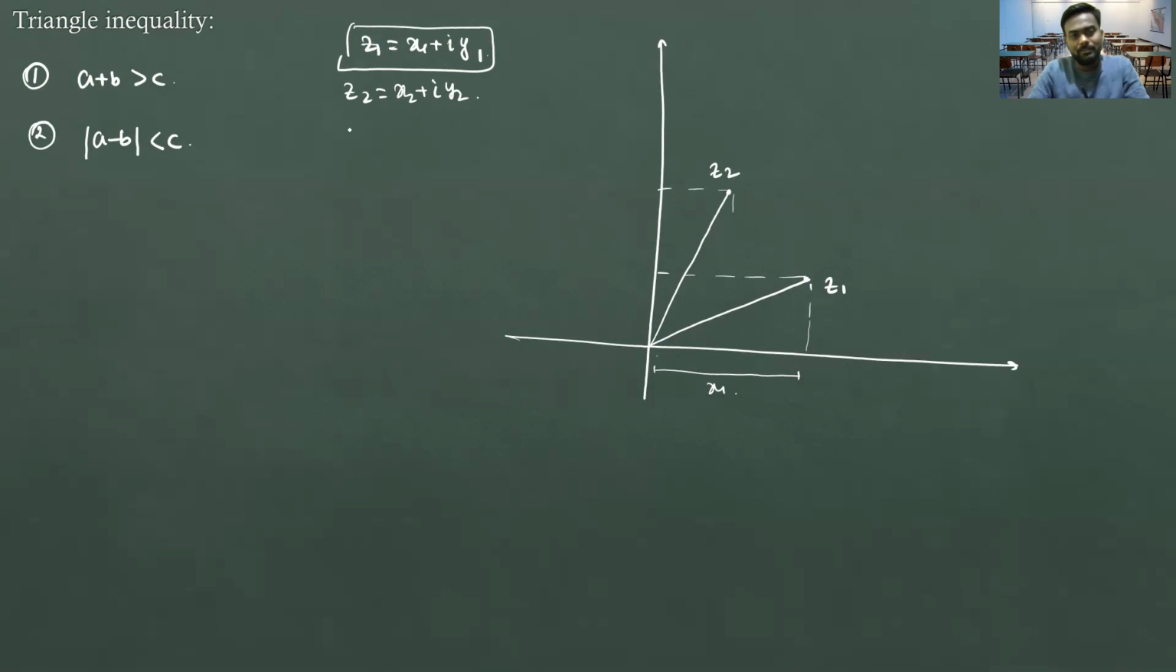Suppose I add these complex numbers, Z1 plus Z2. Can you guess where it should lie? For Z1 plus Z2, X1 plus X2 and Y1 plus Y2 will be there, right? So this whole length is X1, this length will be X2, so it will be somewhere here. And this is Y1 and this is Y2, so the point Z1 plus Z2 will be somewhere here.